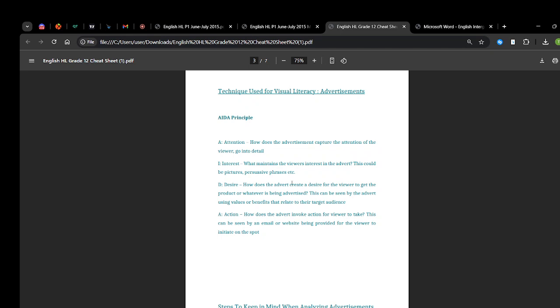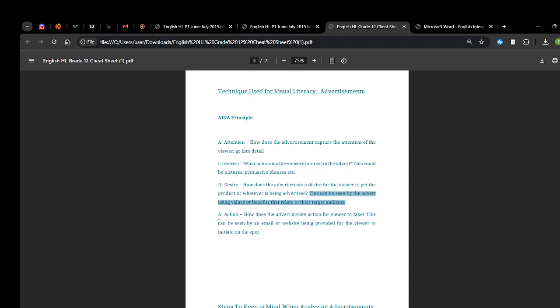So, yeah, desire. How does the advert create a desire for the viewer to get the product or whatever is being advertised? Like I said, is it about being the next Messi with these soccer boots? Is it about Red Bull giving you wings? You understand? This can be seen by the advert using values or benefits that relate to their target audience. That's most likely what these advertisements use to generate desire.